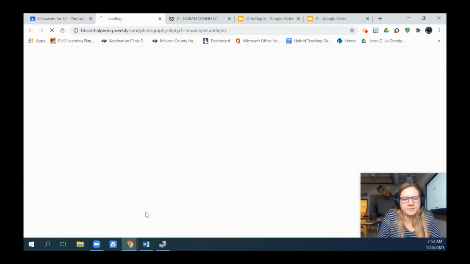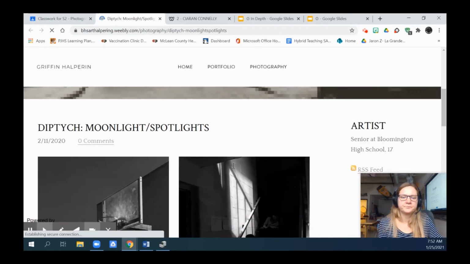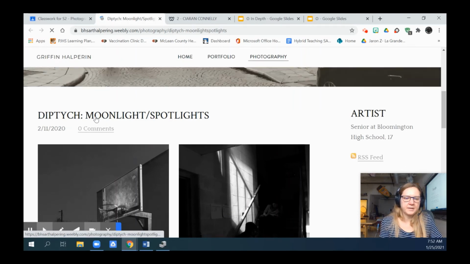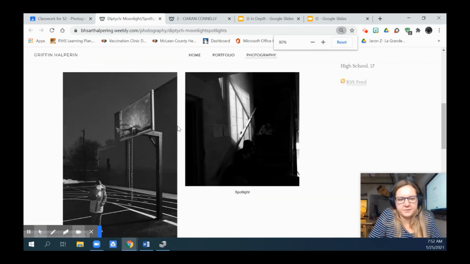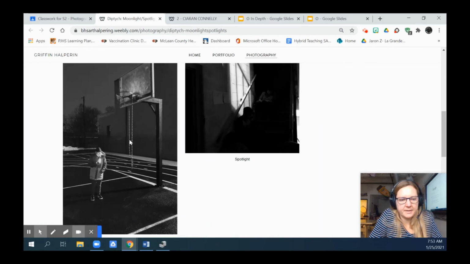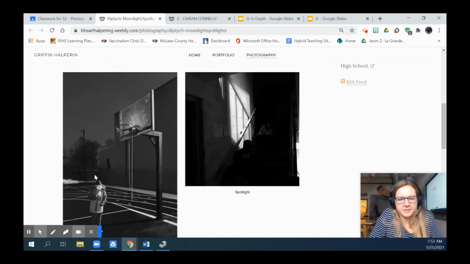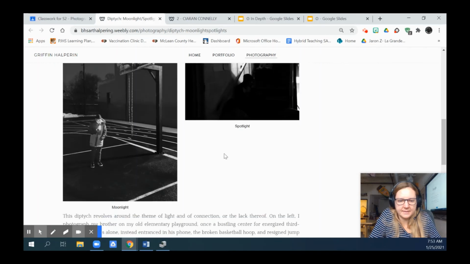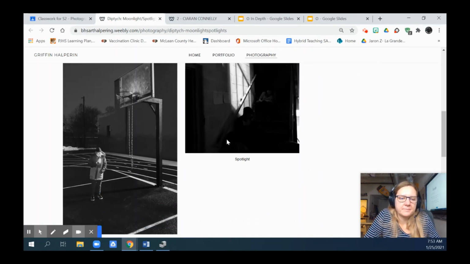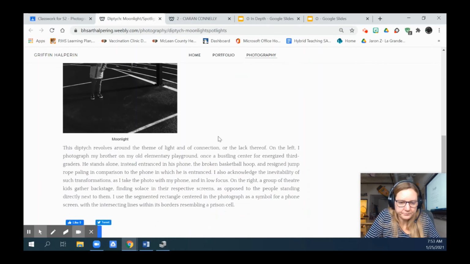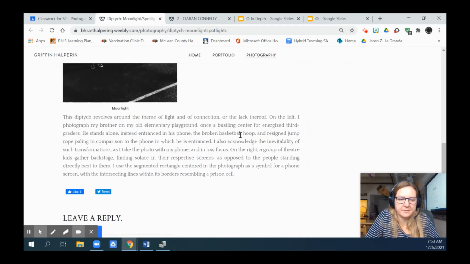Okay, let's look at another artist. This one is called Moonlight Spotlights. And the photographer here used, this one is called Moonlight and this one is called Spotlight. So two visually similar images. My only critique is I wish that this diptych was exactly the same size as this picture. I think he used two different cameras and that's why it looks like that. But ideally it would be nice if they were the same. And then his connection is down here. The diptych revolves around the theme of light and of connection or lack thereof. And then he goes on to explain the symbolism here.